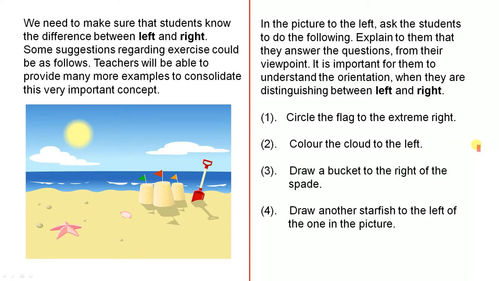Draw a bucket to the right of the spade. So there's the spade. Draw a bucket to the right of this spade. Draw another starfish to the left of the one in the picture. There's the starfish. Draw another one to the left.